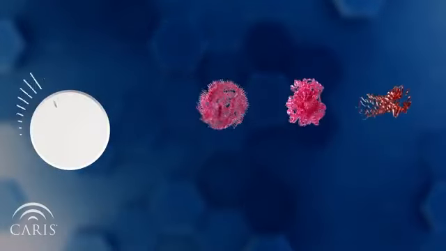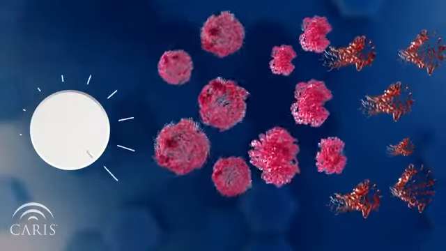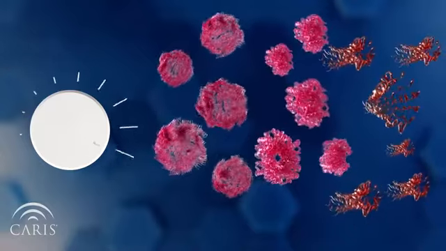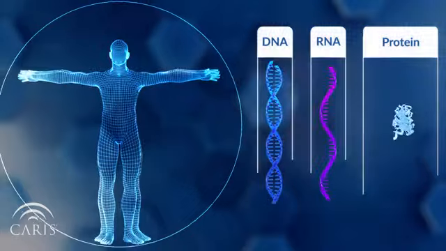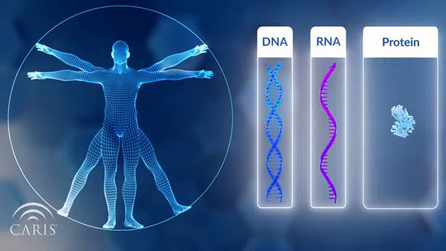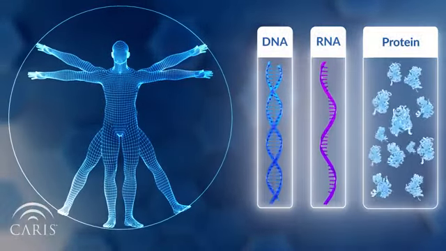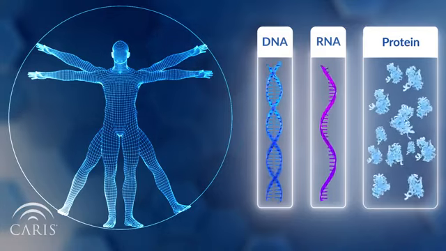But the choices are not just on or off. Gene expression is more like a volume dial than a light switch, controlling how much or how little of a protein is made. When problems arise within the DNA, RNA, and protein levels of the cell, this prevents the cell from working properly and affects the state of the cell.